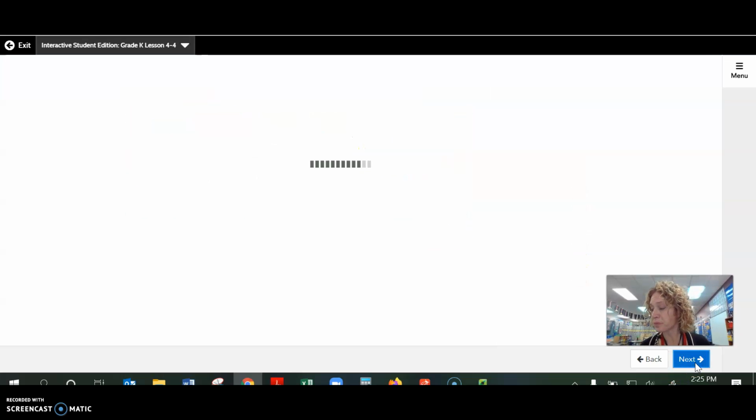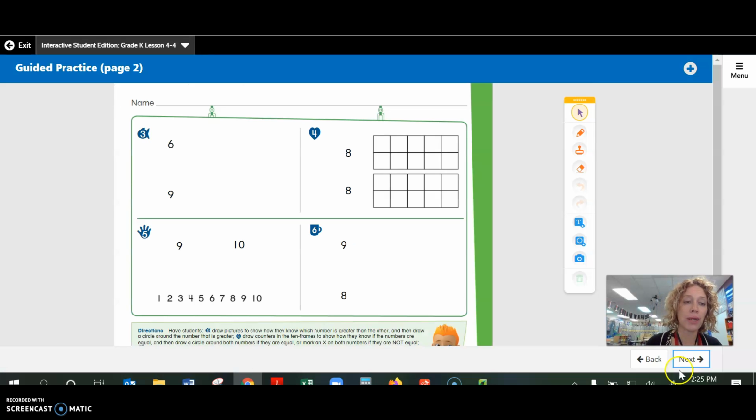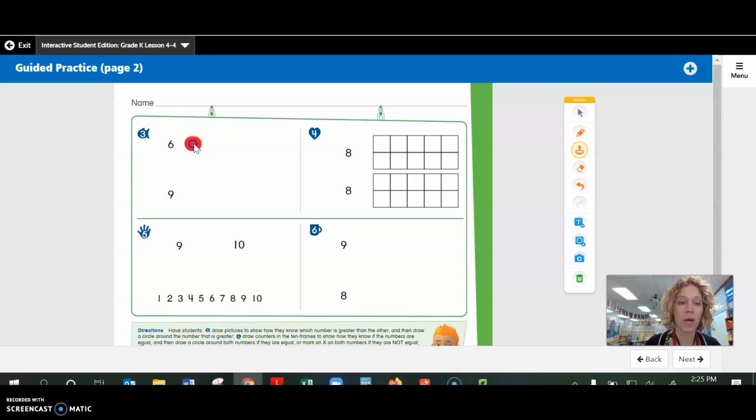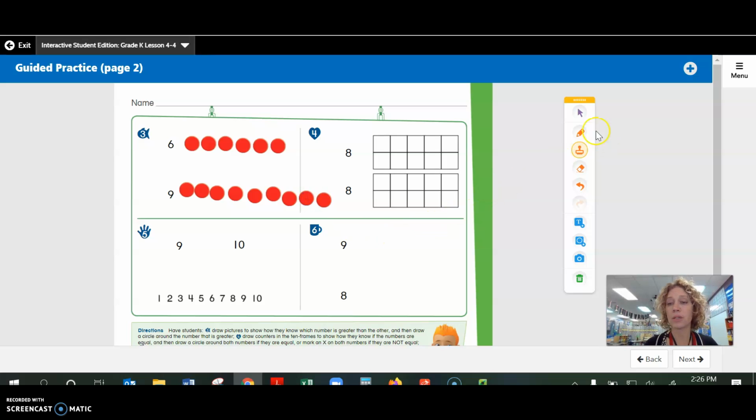Let's continue. All right, for number 3, we're going to make objects, okay? So you see the first number here? What number is that? 6. So I am going to get my counters out, and I'm going to make 6. 1, 2, 3, 4, 5, 6. Okay, now I'm going to come over here. What number is this bottom one? 9. Okay, I'm going to make 9. 1, 2, 3, 4, 5, 6, 7, 8, 9. All right, now take a look.